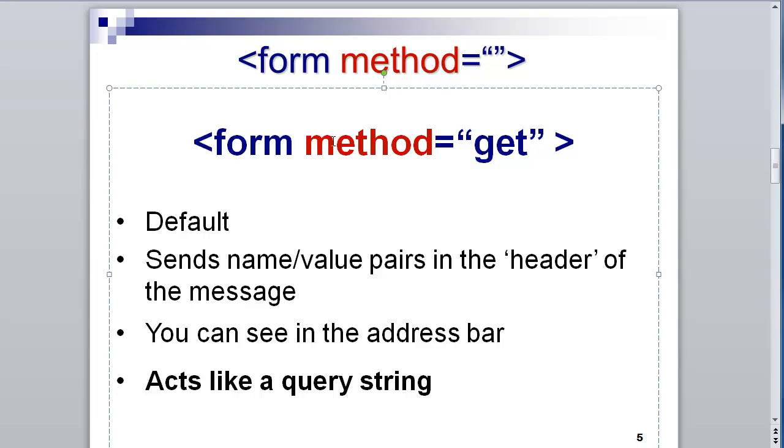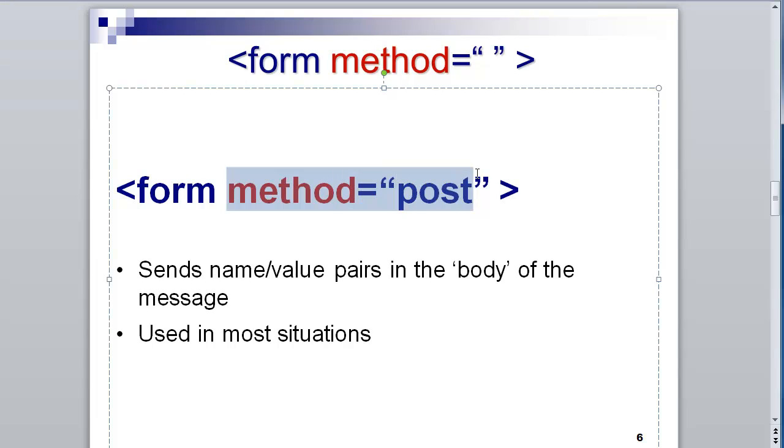Here we have an example of using the method attribute. Method equals get means that the name-value pairs are being sent in the header of the message. You can actually see these name-value pairs in the address bar or the URL. You might hear the term query string. A method equals get looks very much like a query string in the browser address bar. Method equals post, on the other hand, sends the name-value pairs in the body of the message. You generally will use a post in most situations.